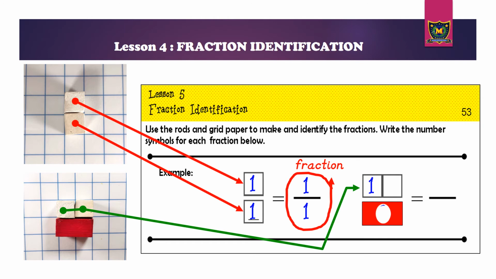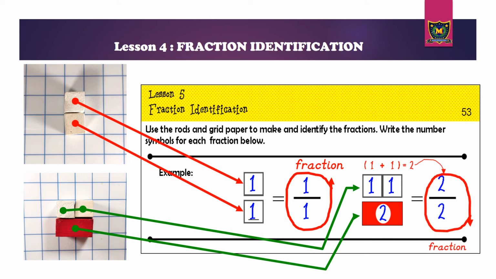And you will write 1 value for that and 1 value for the other one. Now, the red rod is represented by the rectangle, the red rod. And you will write the number, what is this rod? 2. Write the number 2 in the oval. Just like this. So now, if you add up the two, 1 plus 1 equals 2 over 2. Now that is your fraction in the second example.